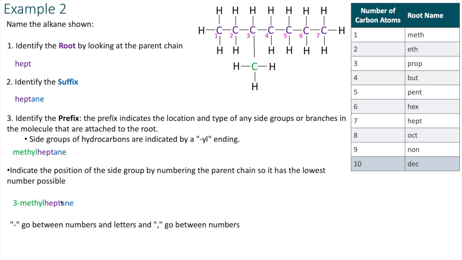Now we use this little dash that goes between numbers and letters, and if we had multiple side chains, we'd have multiple numbers out front, and we would use a comma between those. And we'll look at that in the future.